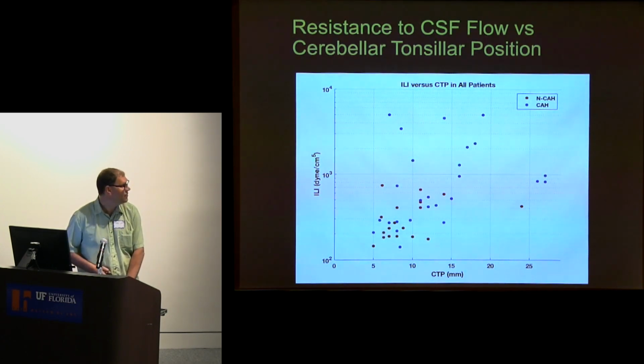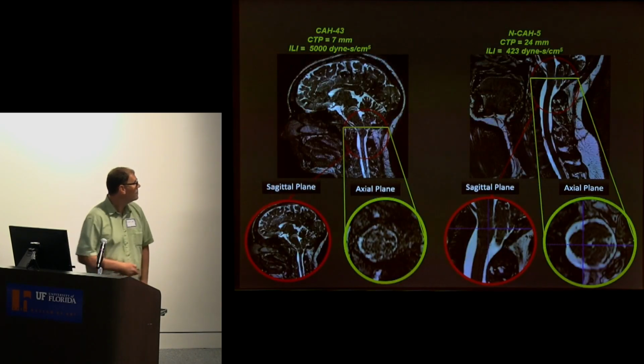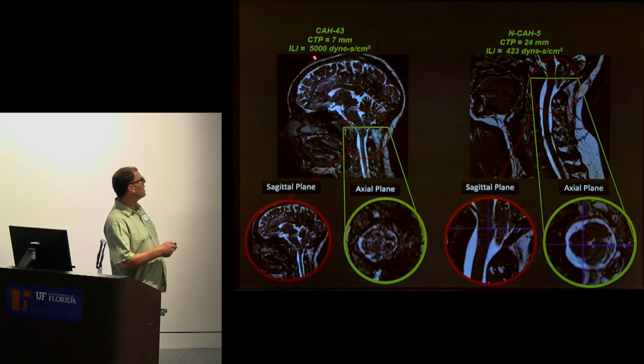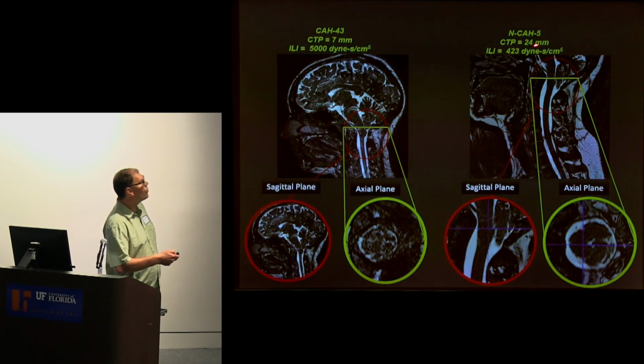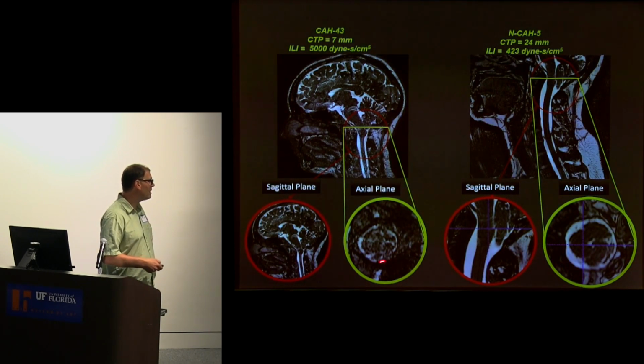So it's not really perfectly correlated. And here are those specific cases that I was talking about. This one on the left is the cough-associated headache, 7 millimeters with a high impedance. And this on the right is that 24 millimeter, but with a low impedance. Sure enough, if you look in the axial plane, you can see there's very little white space here.